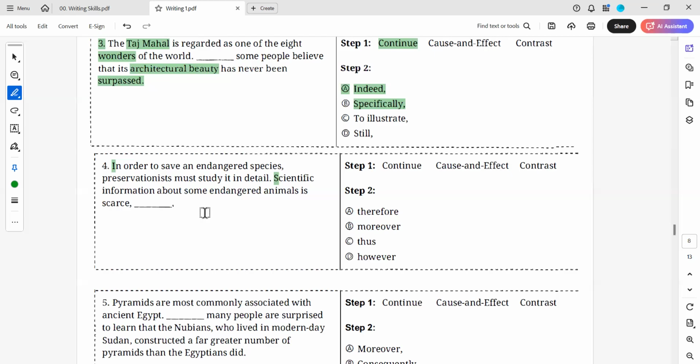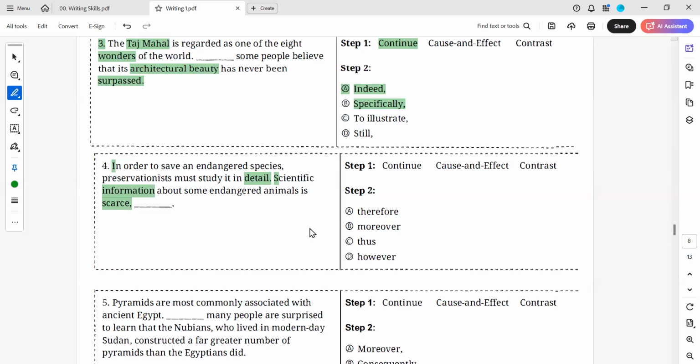The first idea here is addressing what exactly they said: in order to save an endangered species, preservationists must study it in detail. We need to study that endangered species in detail. Okay, that's good. Let's see what we have here in the containing sentence. Scientific information about some endangered animals is scarce. What? Scarce? What does that mean? Rare. Guys, do we have that information to study in detail? They said the information is scarce, so we don't have such information to study. In that case, yes, of course, perfect, Basma, that's the point.